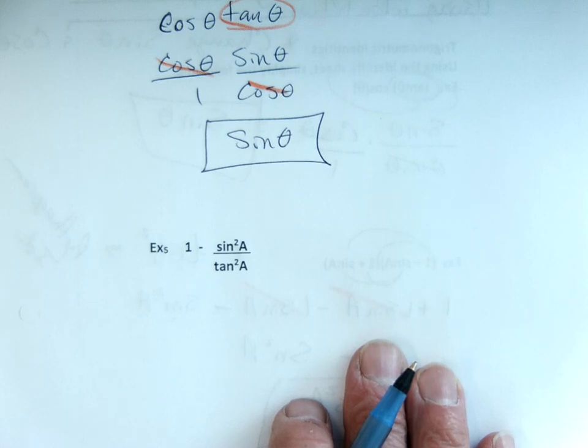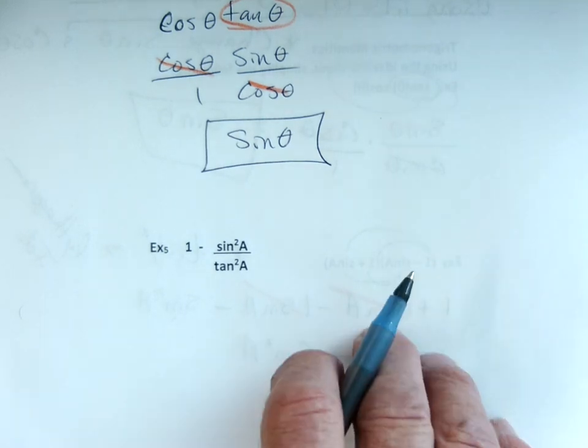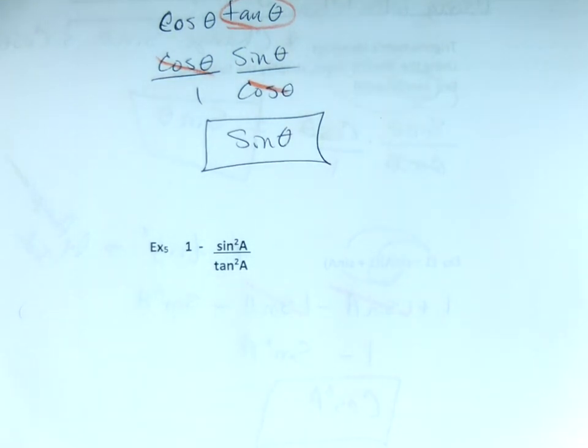All right. Example 5. Example 5 is a little bit harder. There's lots of ways to do example 5. What do you think? Give me a stab at it. Anybody? Okay, I will tell you this.